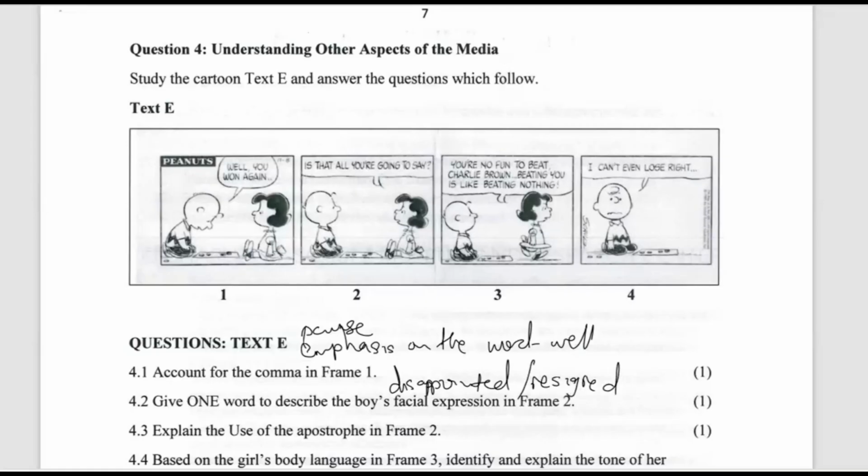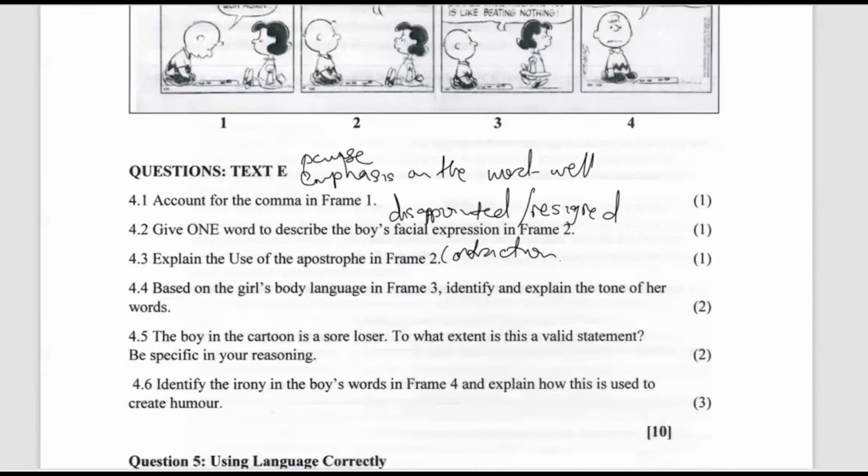Explain the use of the apostrophe. Punctuation has been featuring in our papers. In frame 2, is that all you're going to say? It's a contraction of you are. Based on the girl's body language in frame 3, identify and explain the tone of her words. Let's start with the body language. What does she do? She turns her back on the boy. That's what she does first.